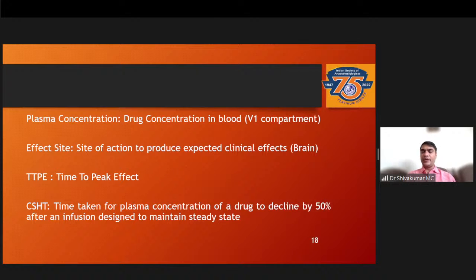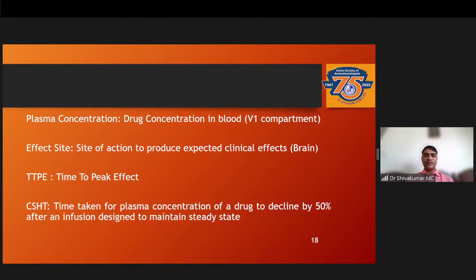That is the time required when you give a bolus dose of Propofol or any other drug, to achieve an effect on the central nervous system to produce unconsciousness or sedation, whatever you plan. So that is called time to peak effect. This depends on the constant, that is Ke0. So the faster the constant, the faster the drug will achieve equilibrium with the effect site. One more very important thing is the context sensitive half time.